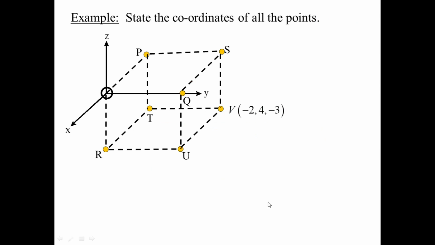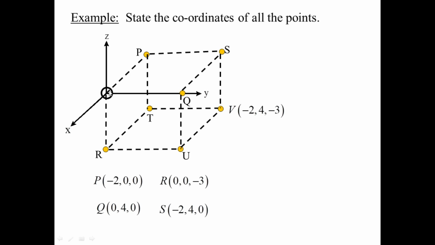Naming a few of these just for fun. Let's see. We got P, Q, R, S, T, U, V. P, well, P is I went -2 along the x and then nowhere else. -2, 0, 0. Q, I went 4 along the y and nowhere else, so 0, 4, 0. R, I went -3 along z and nowhere else, so 0, 0, -3. S, how did I get here? I went -2 along x and I went 4 along y, and nowhere else, so -2, 4, 0.